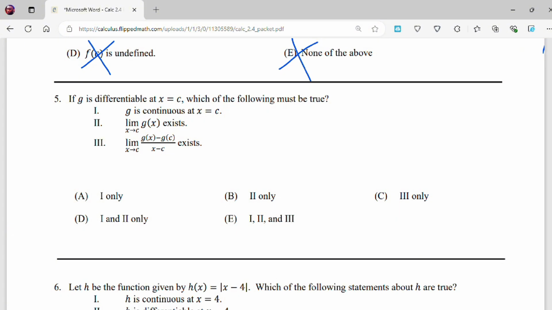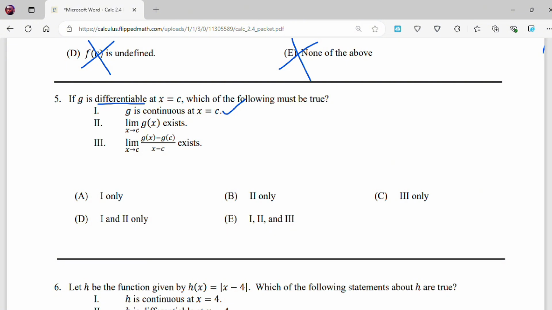Okay. Next question. If g is differentiable at x equals C, which of the following must be true? So again, it says it must be true. So it's not, it could be true. It must be true. Given that g is differentiable at x equals C, if you remember, if it's differentiable, it has to be continuous. And so you cannot have differentiability without continuity, and so statement 1 has to be correct.